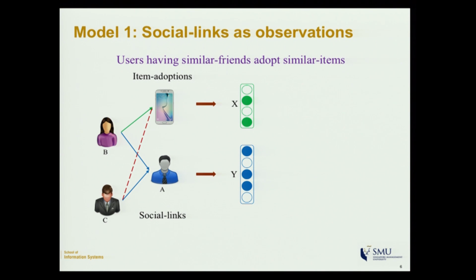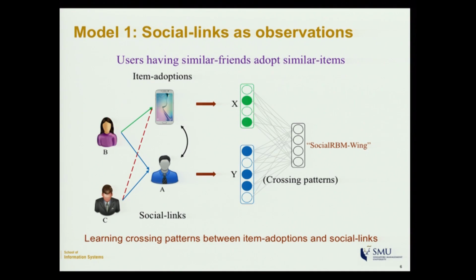We want the model to try to learn the co-occurrence of the social connections and the item adoptions. If we can find the patterns from those two sides of observations, then even if a user has only a few ratings, if they have a connection with another user who appears in the pattern, we can easily predict the item from the item adoption side.